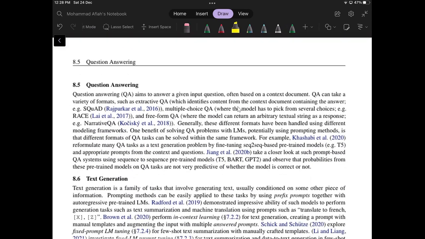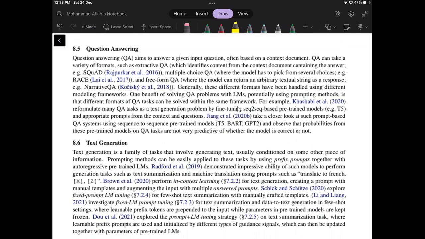For Q&A, the task is to extract an answer to a given question, often based on a context. Q&A can take a variety of forms. So you have extractive Q&A, where you extract the answer, which is SQuAD, multiple choice Q&A, like RACE, and free-form Q&A, where the model returns an arbitrary textual string as a response, like NarrativeQA. Generally, these different formats have been handled using different modeling frameworks.